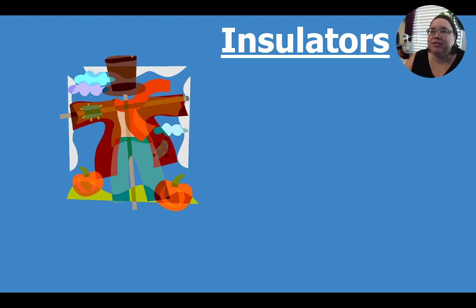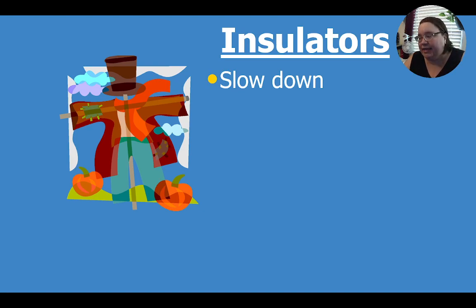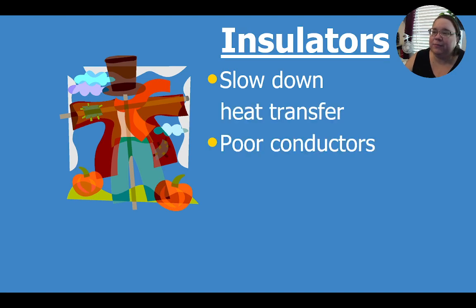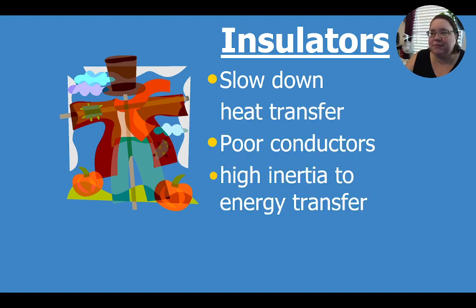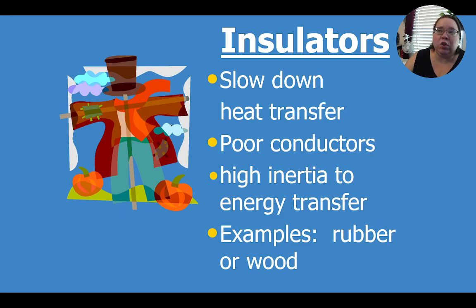The opposite of a conductor is an insulator. An insulator is a substance that does not transfer heat easily. It slows down the heat transfer. So your poor conductors are substances that take a lot of energy to change the temperature. They have a very high inertia in order to change the particles' motion to increase it. What this means is we're looking at a high specific heat. Substances with a very large specific heat number tend to be your insulators.